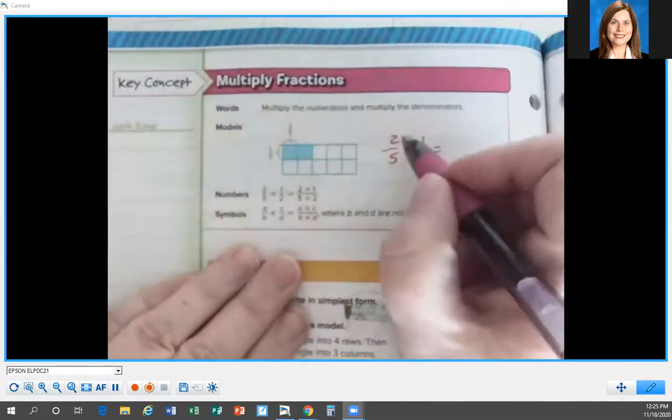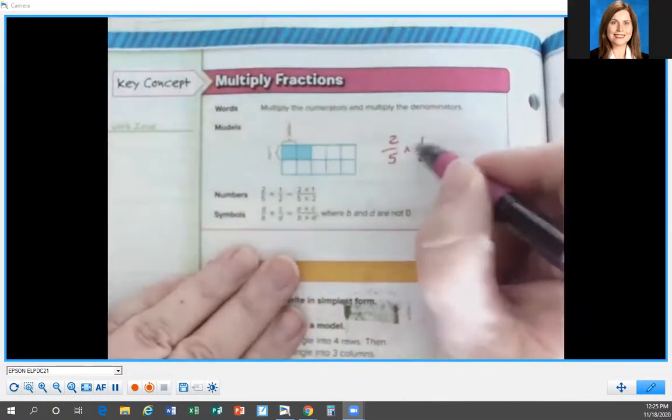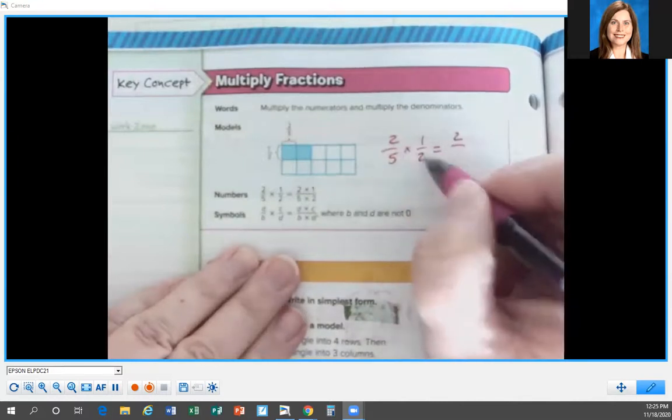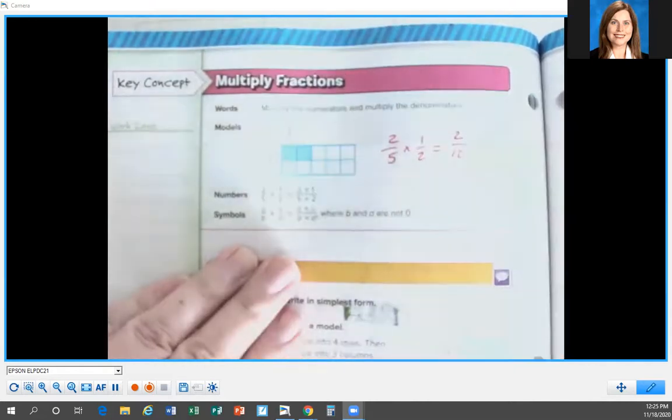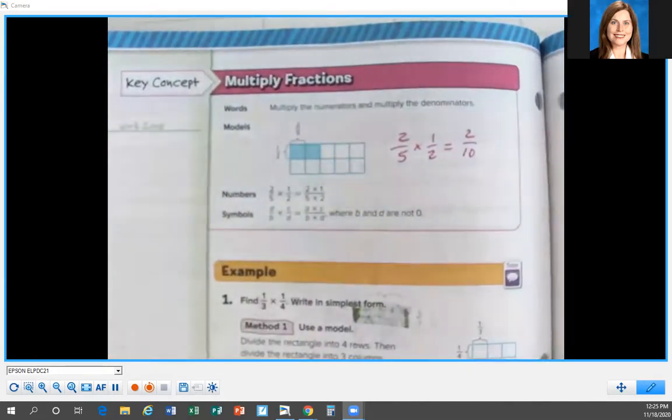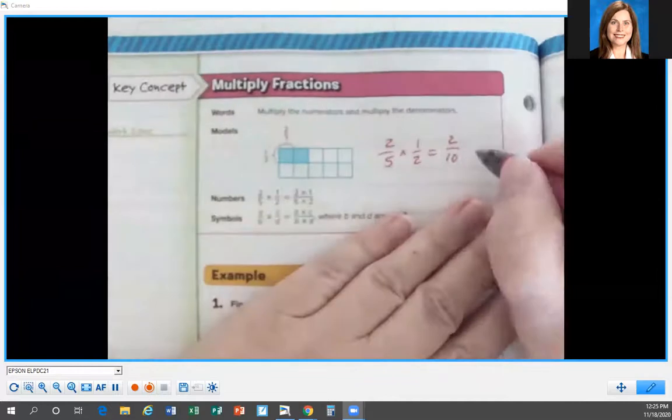So we go ahead and multiply numerator times numerator. 2 times 1 gives us 2. Denominator times denominator. 5 times 2 gives us 10. So we have 2/10, which we know can simplify to 1/5.